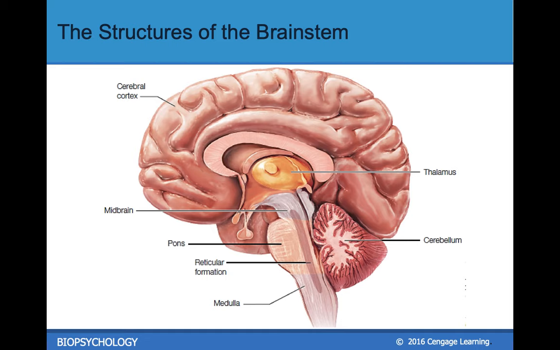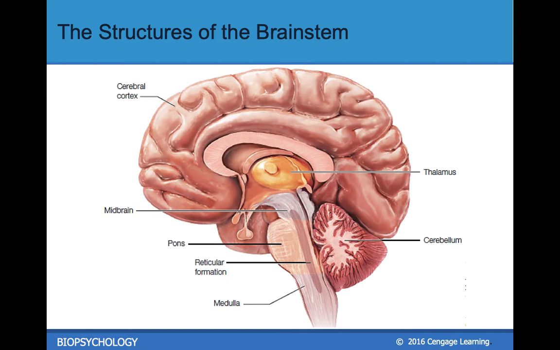So here's some of our overall structures of the brain. Our cerebral cortex is typically what we think of when we talk about the brain. That's got our different lobes that allow us to see, hear, and think. But we have other aspects of our brain that are really important for basic functioning. So let's start at the very bottom.